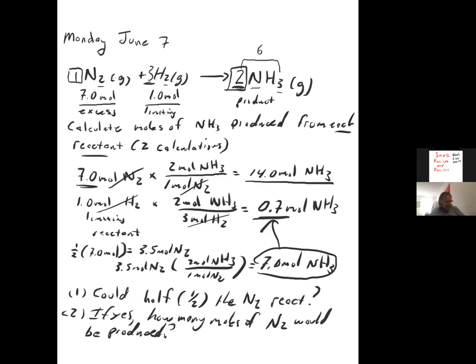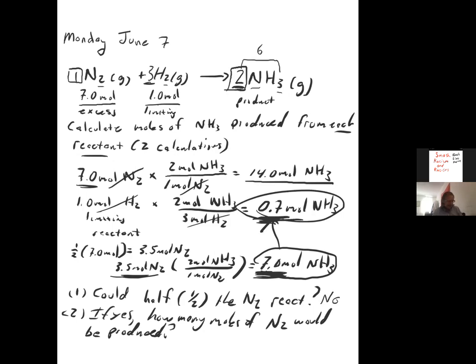But the point is that the answer is no, because even with half as much N2, that's half as much as we really were given, we still would have a lot more ammonia than we would have based on the hydrogen. The hydrogen would run out before you could even make 0.8 moles of NH3, right? Think about it. If you've only got 3 slices of cheese, you can't make 25 sandwiches. You can't make half of that. You can't make 12 sandwiches because you only got 3 slices of cheese. So the maximum amount of ammonia we could make is right here, 0.7, okay?